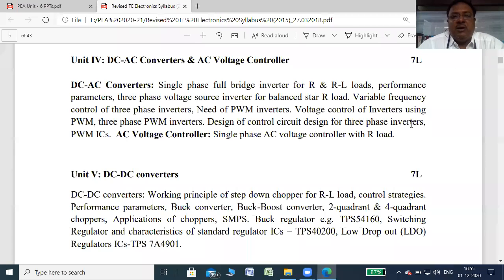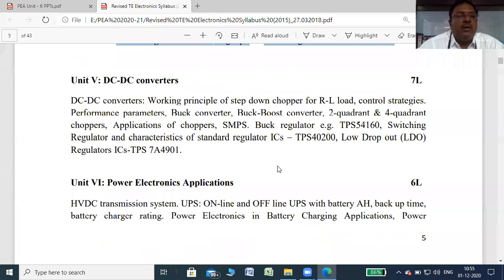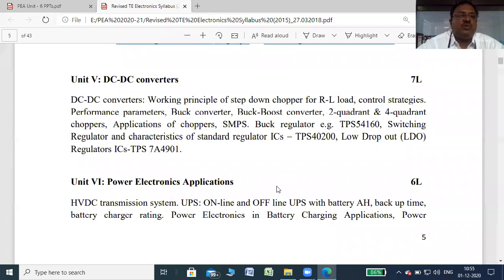Then variable frequency control, need of PWM inverter, voltage control of inverter, and so on. Even we have seen the AC voltage controller, right? Afterwards, we have seen DC to DC converter.